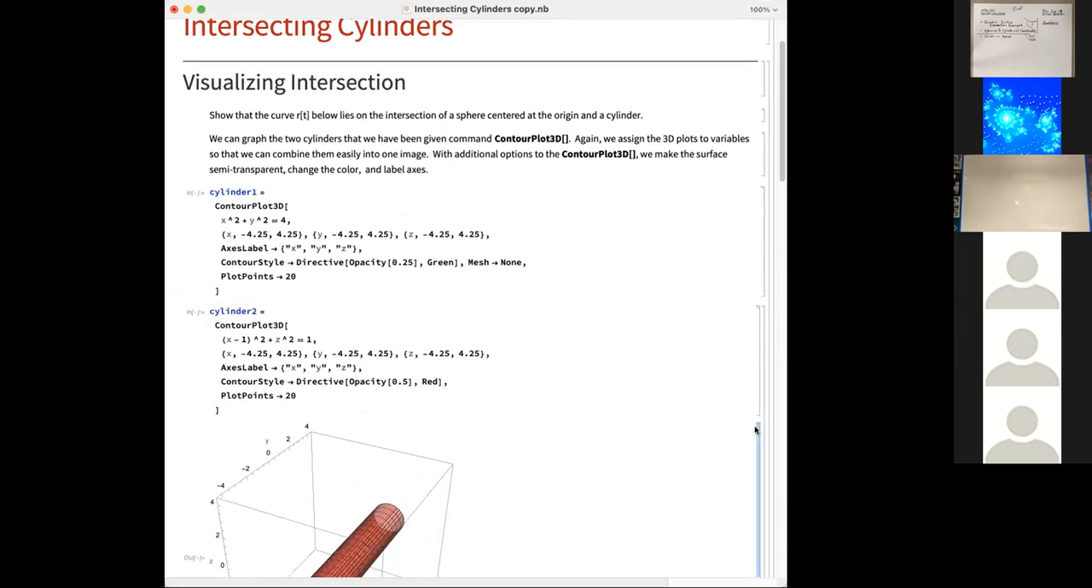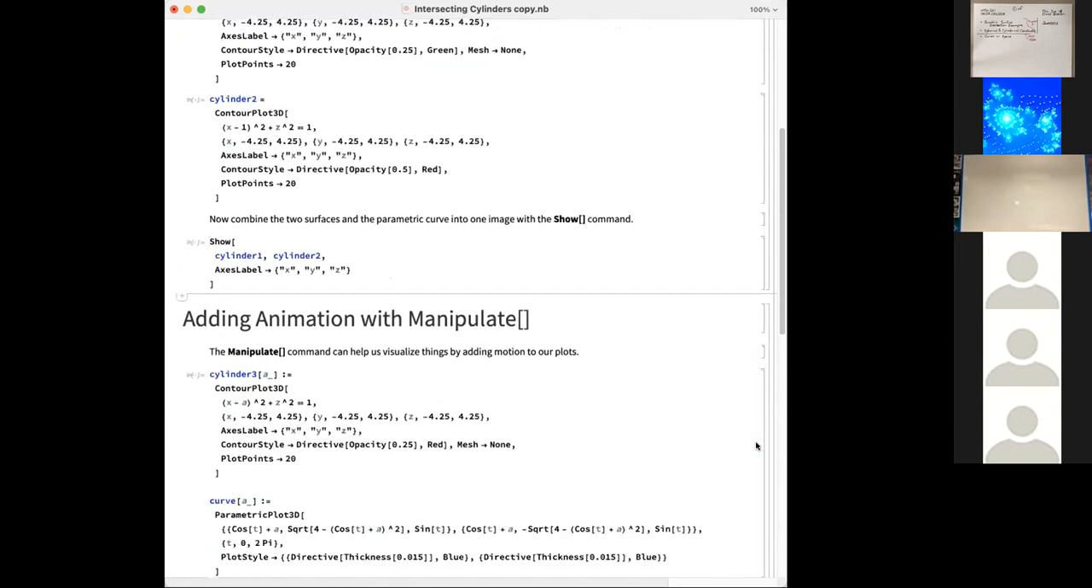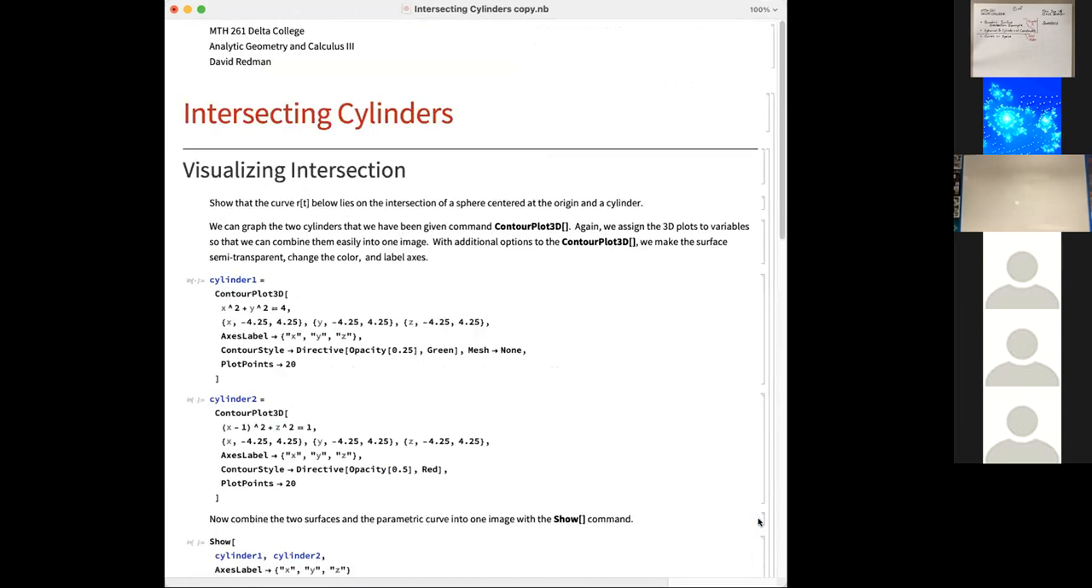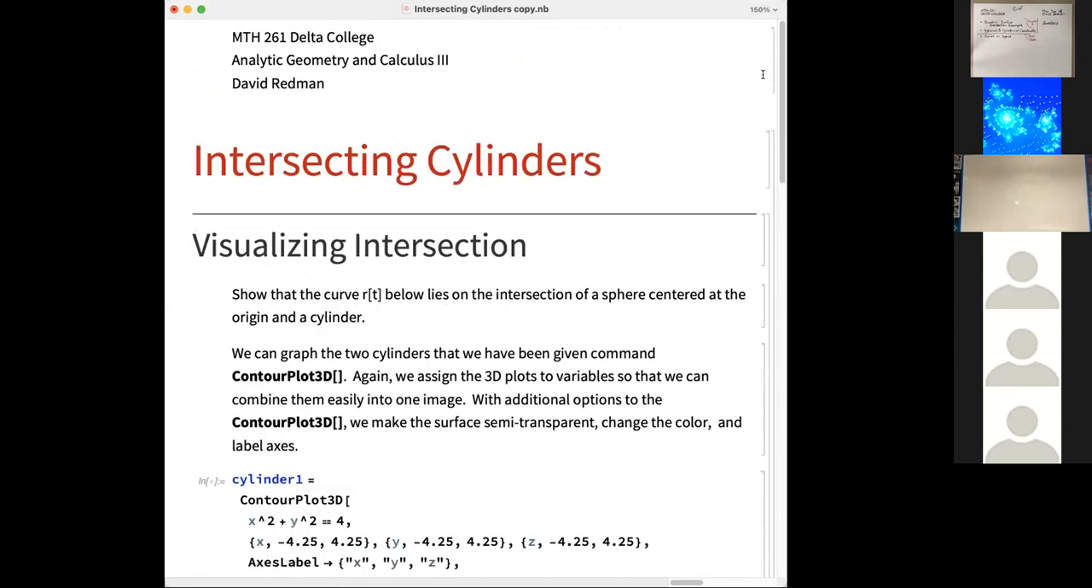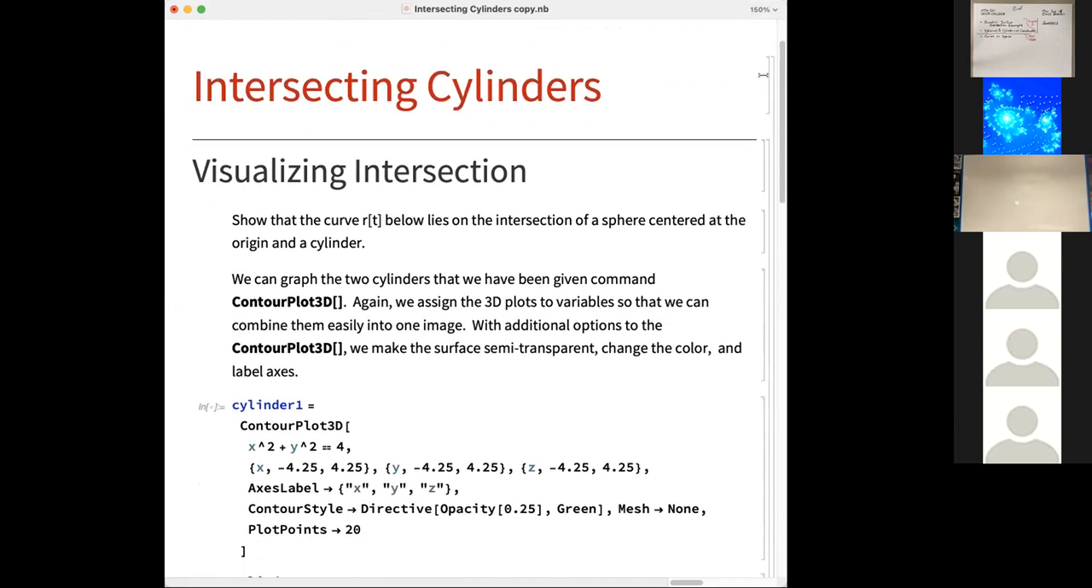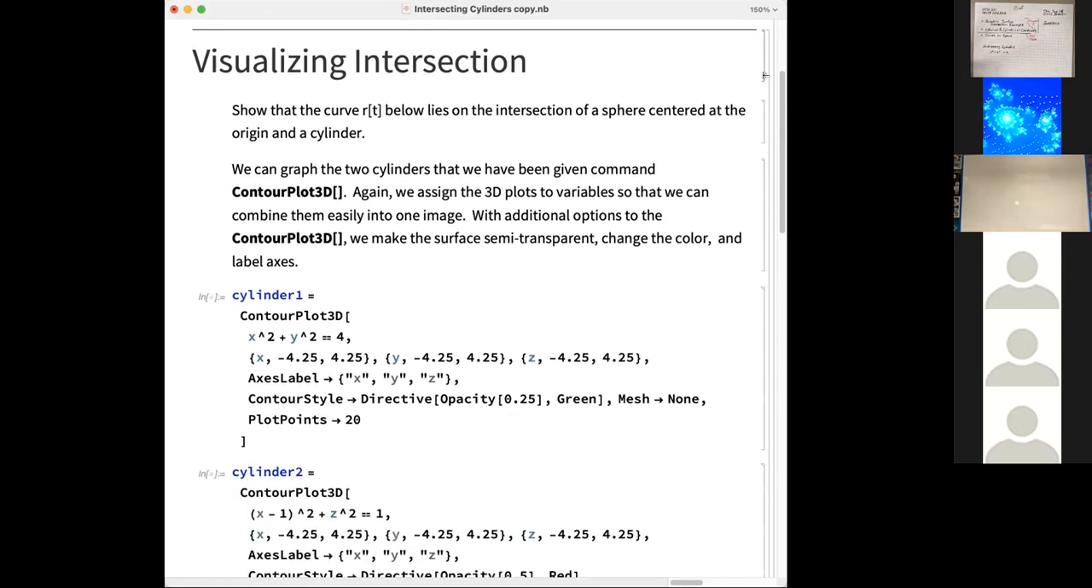Let me get rid of some of these images so they don't distract us when we first discuss. And then let me maybe raise this type size a little bit. And if that's too much, I'll lower it. So let me look at two cylinders. I'll write them on our paper so we can go back and forth as necessary. Intersecting cylinders. One of them is x squared plus y squared equals 4. And one of them is (x minus 1) squared plus z squared equals 1. I'll go to our paper just so you can see these in general first.